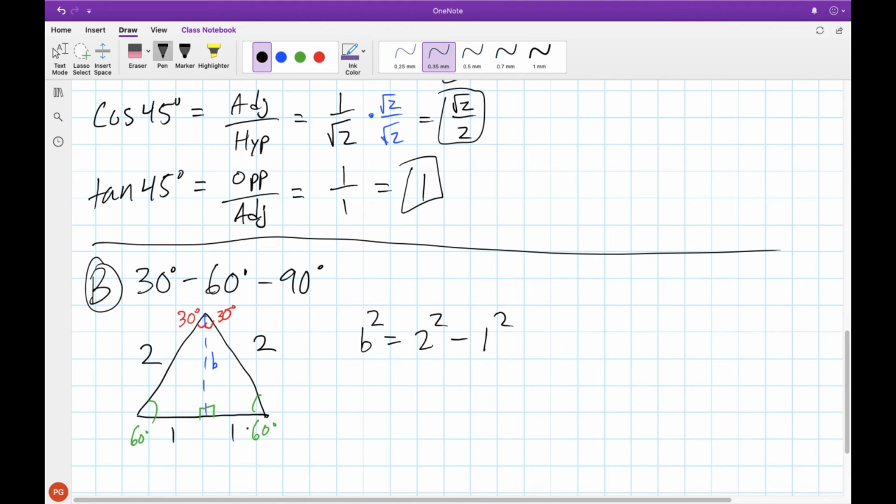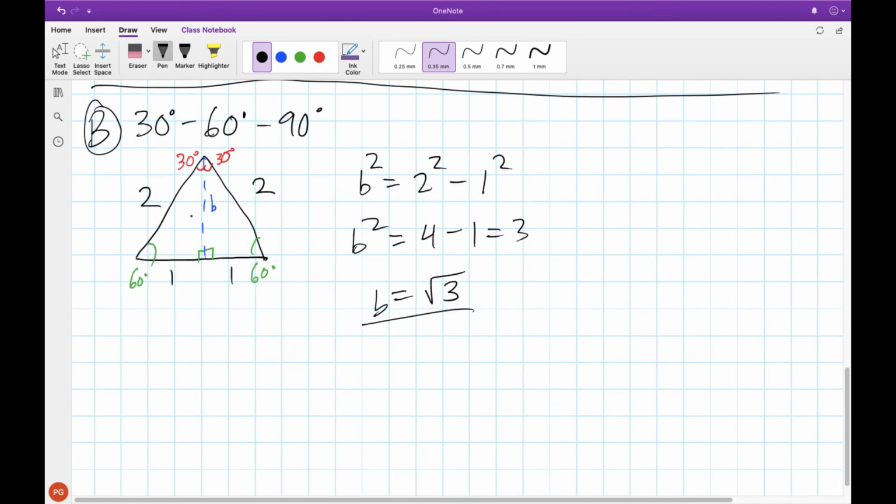So our hypotenuse squared minus our other side squared. So our side right here we called b is going to be equal to root 3. Once we have the three sides of our right triangle, now we can just state, using opposite, adjacent, and hypotenuse, all of the different trig ratios.